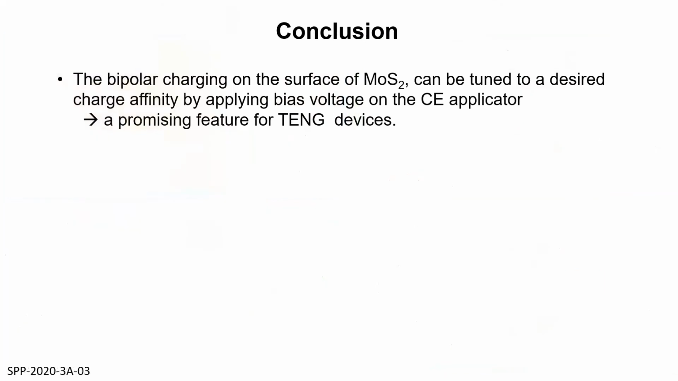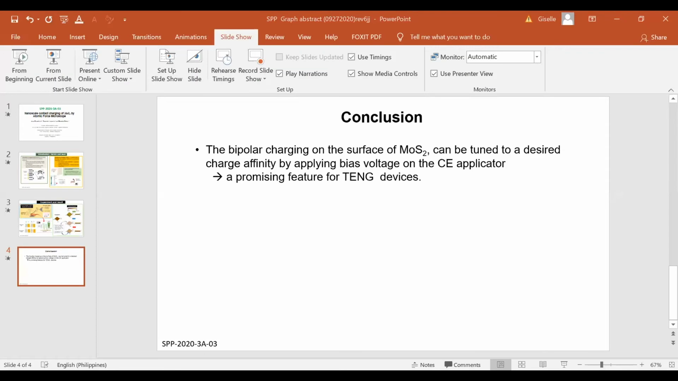In conclusion, the bipolar charging of the surface of molybdenum disulfide can be tuned to the desired charge affinity by applying bias voltage on the CE applicator. A promising future for TENG devices. Thank you.